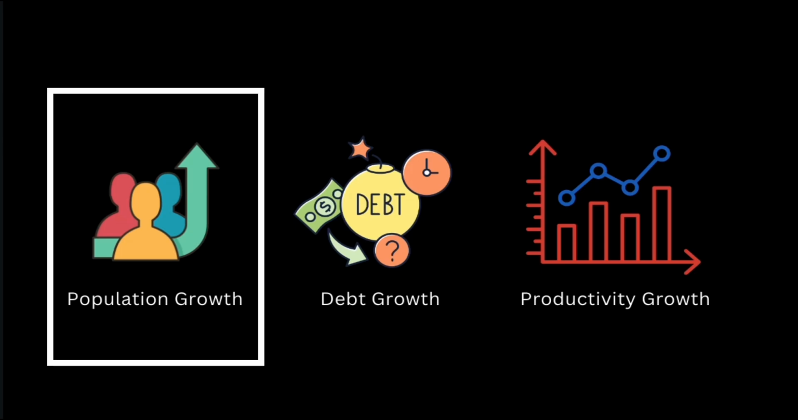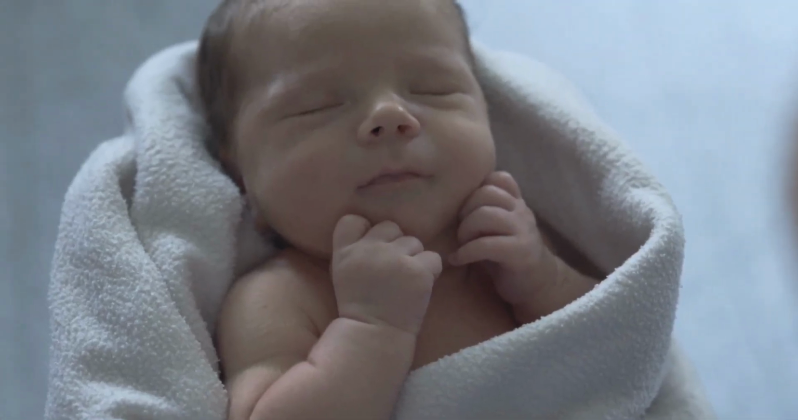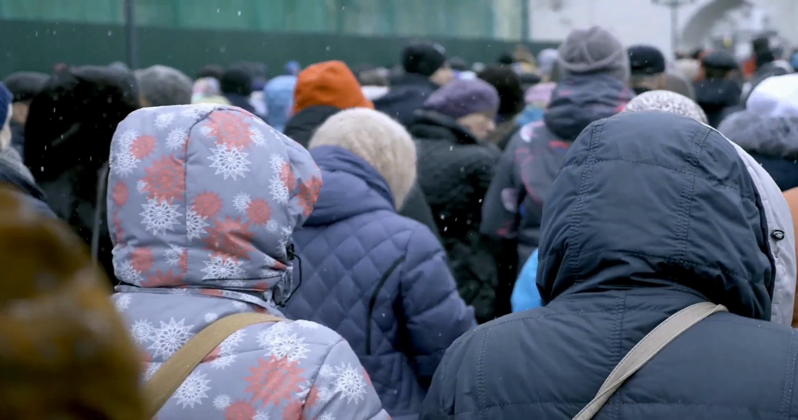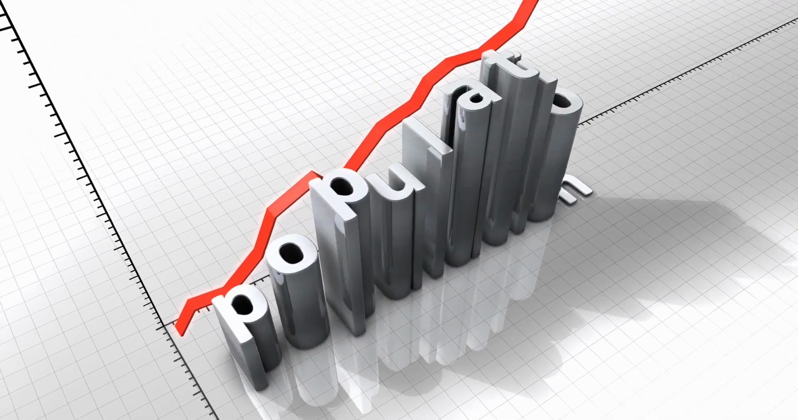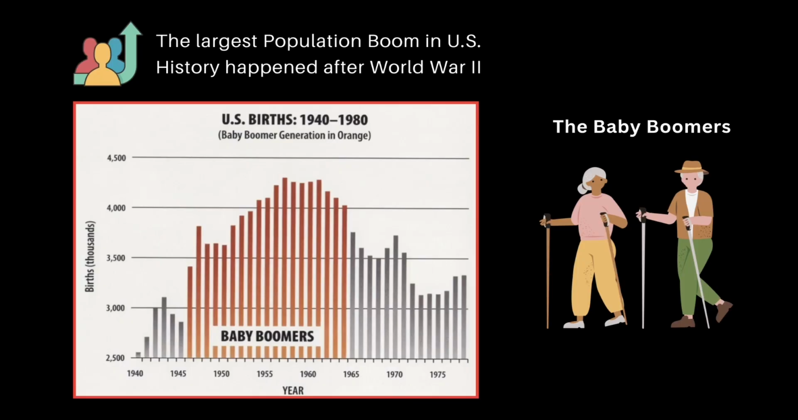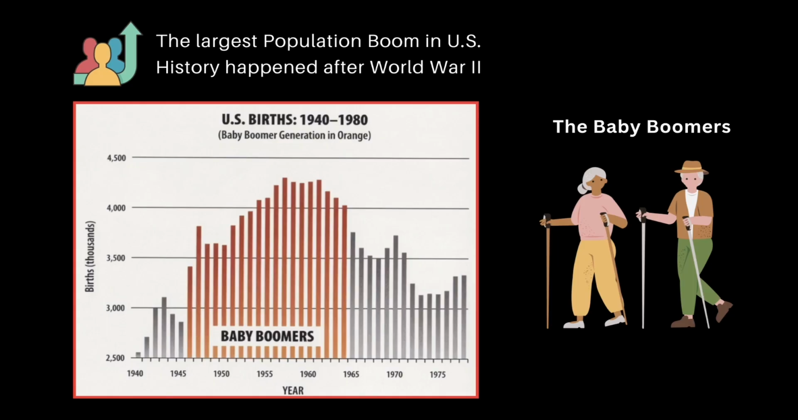Let's start with population growth. Populations expand through the combination of birth rates and immigration rates, the amount of people born, and the amount of new people coming into the country. After World War II, the U.S. saw the largest population boom in its history. The population boom happened primarily through birth rates, and this generation is known as the baby boomers.